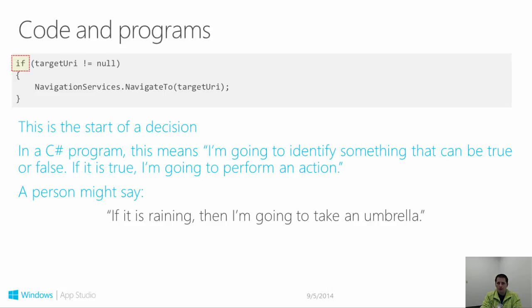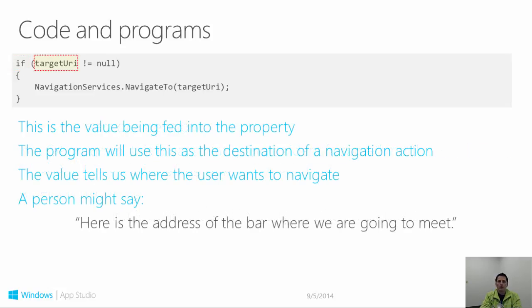In a real-life scenario, you would check to see if it is raining before you decide to bring an umbrella. Your internal logic in plain English would be, if it is raining, then I'm going to bring an umbrella. Now that we know what the first statement is, let's focus on the parts of the decision.